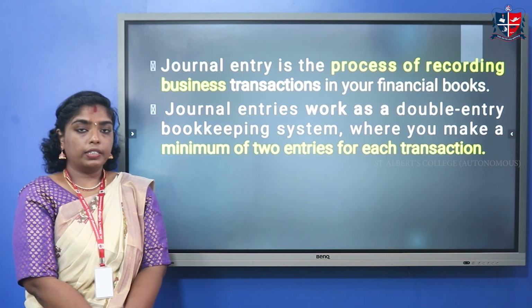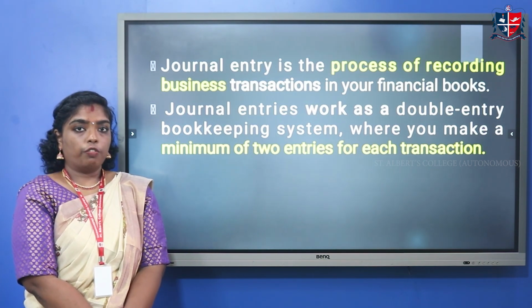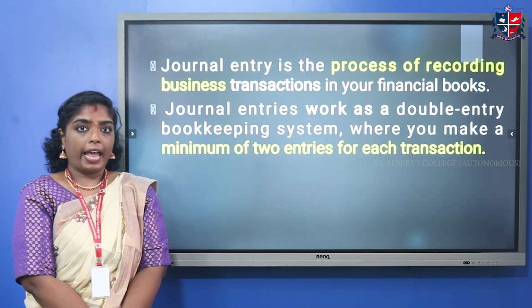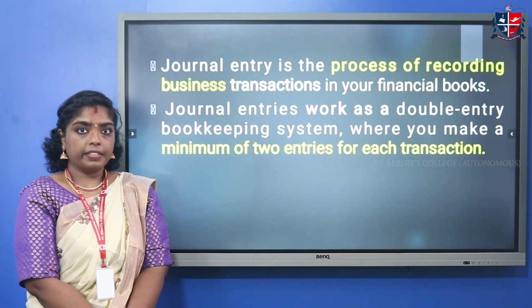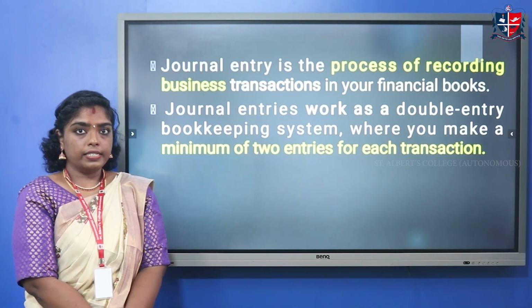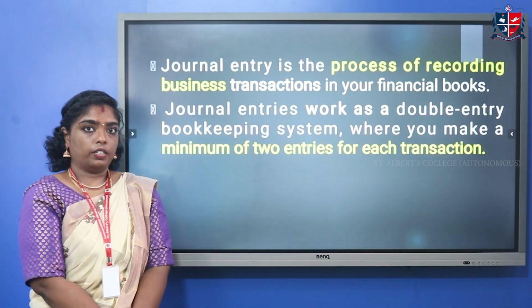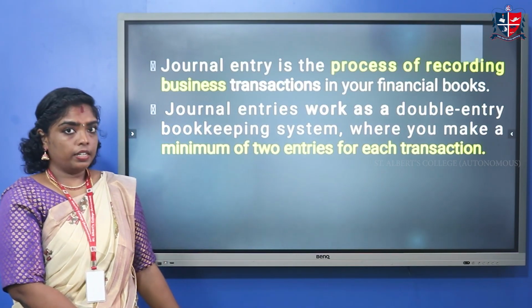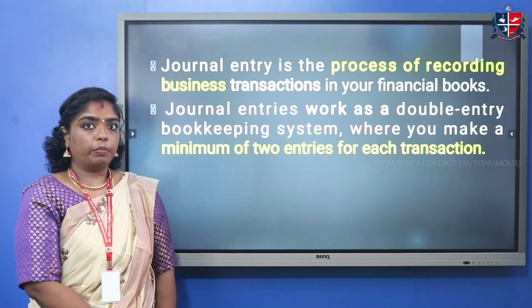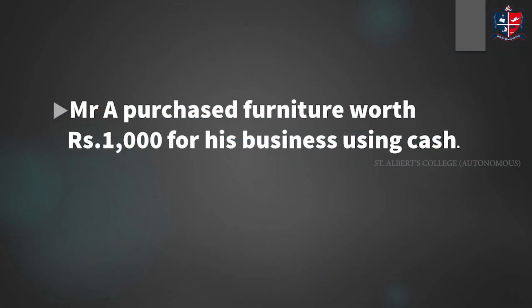For example, purchased a computer. For purchasing a computer, cash is to be spent. So the computer is received, the receiving aspect, and cash is given, the giving aspect. It's an example of the double entry system. And the provision of the double entry system is followed by journal entries. So we can have a look at a sample transaction.